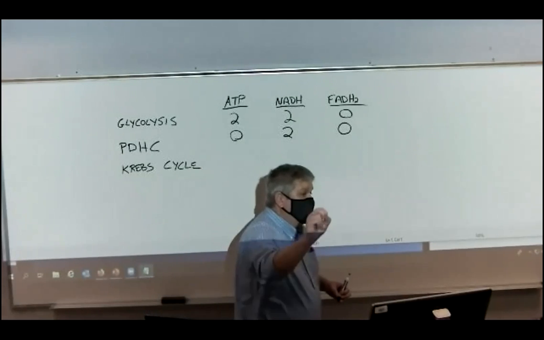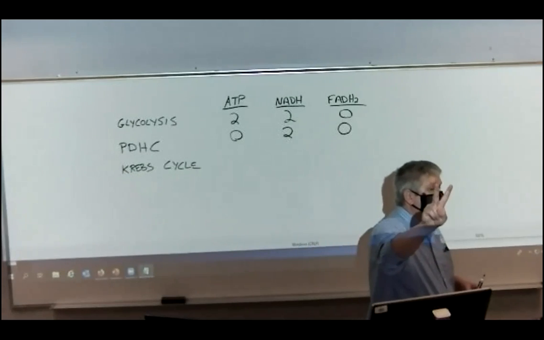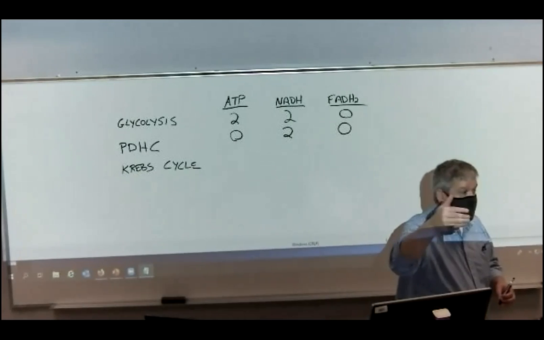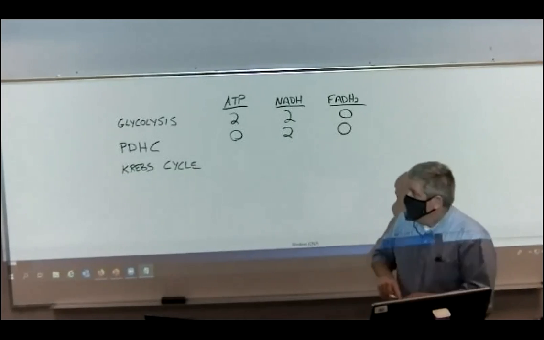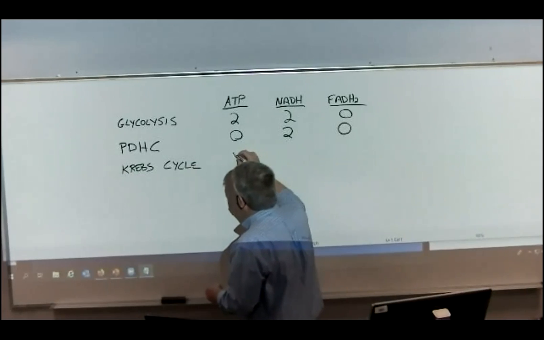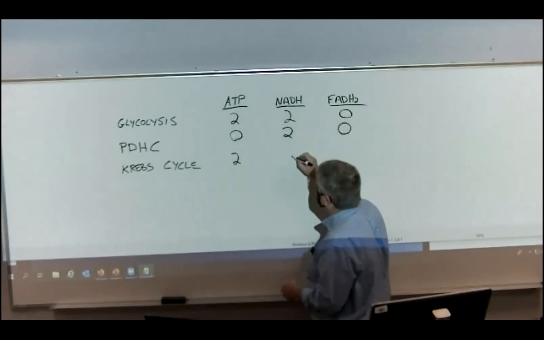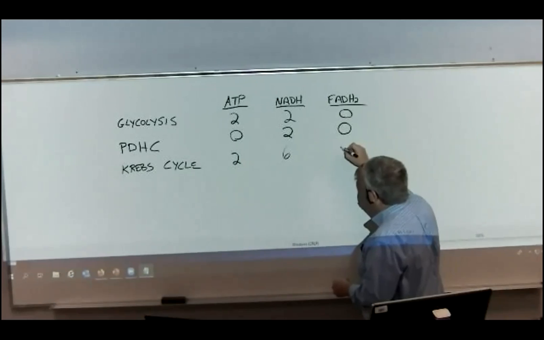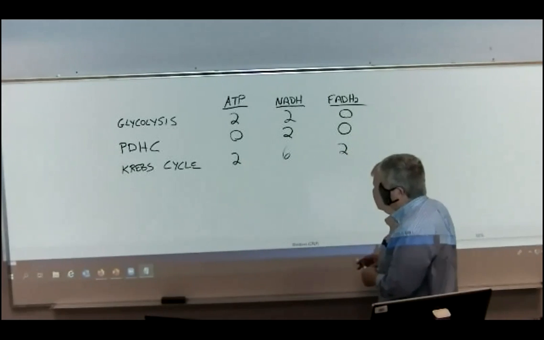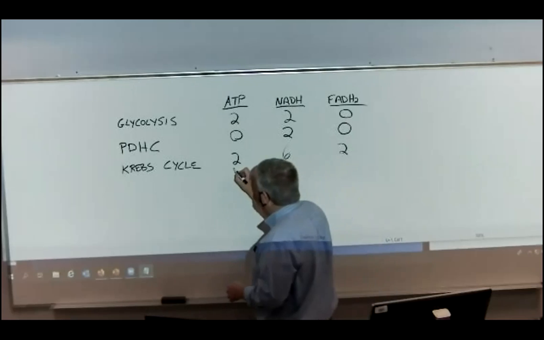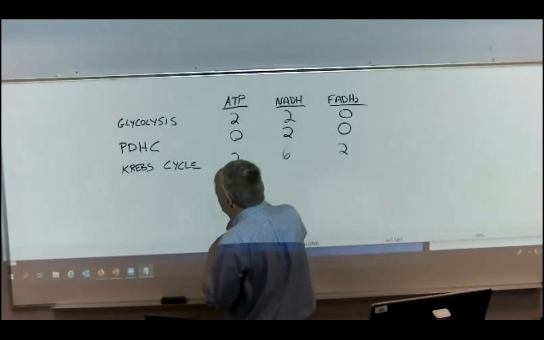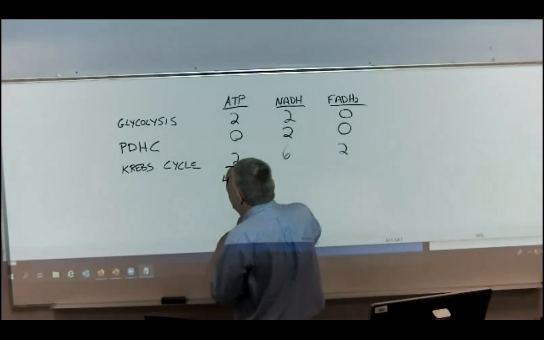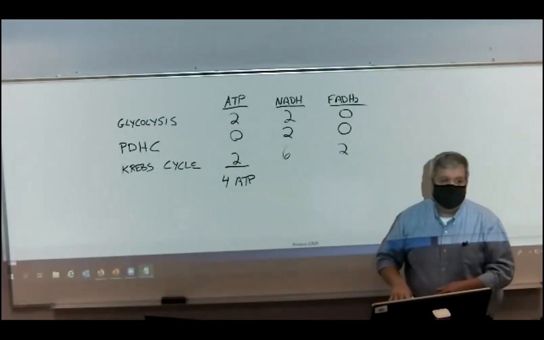Okay? But remember, we got 2 acetyl-CoA from the pyruvate dehydrogenase complex. Okay, so again, everything is times 2. So that means we're going to make 2 ATP by substrate level phosphorylation. We're going to reduce 6 NAD to NADH, and we're going to reduce 2 FAD to FADH2. All right, so adding all this up, that's 4 ATP by substrate level phosphorylation.